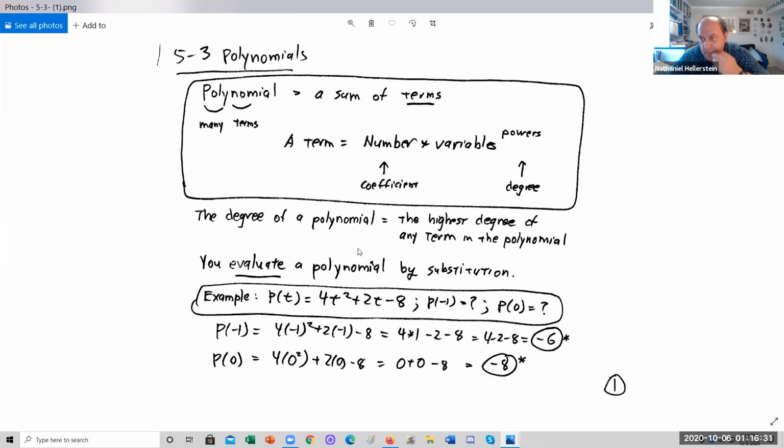You evaluate a polynomial by substituting numbers. For example, here's a polynomial, 4t squared plus 2t minus 8. Its coefficients are 4, 2, and negative 8. Its highest degree is 2, so this is a second degree polynomial. To find p at negative 1 and p at 0, you just substitute in negative 1 or 0 for t. P at negative 1 is 4 times negative 1 squared plus twice negative 1 minus 8, which after a bit of arithmetic comes down to negative 6. P at 0 is 4 times 0 squared plus twice 0 minus 8, which comes down to negative 8.